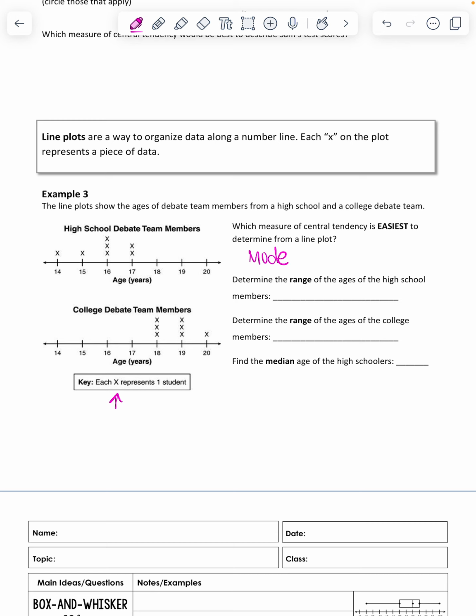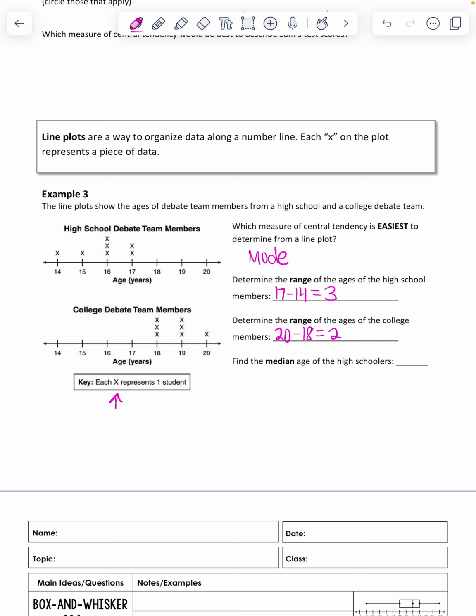The range of the high school team members. The highest number is 17. The lowest number is 14. 17 minus 14 is 3. The range of the college members, 20 is the highest number. 18 is the smallest number. The range is only 2 years here.